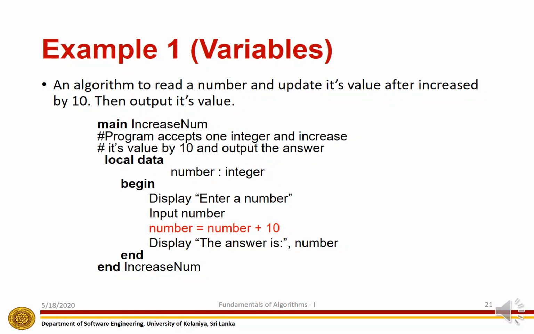So in here number is a variable, because before it is increased by 10, its value is different, and after the increase its value is different. As I earlier told, if the user gives 5, then at that time the variable number equals 5. After increasing by 10, the variable number equals 15. So the value is different and it is a variable.